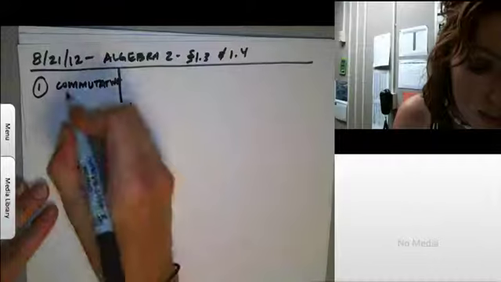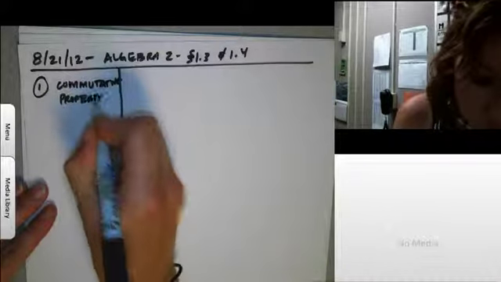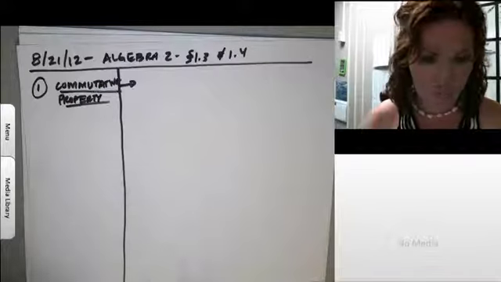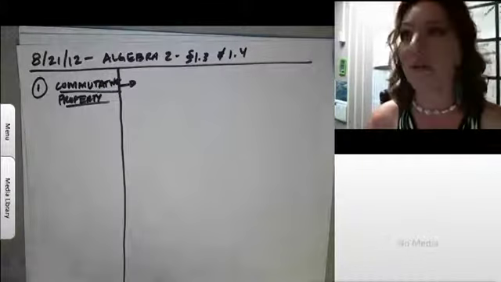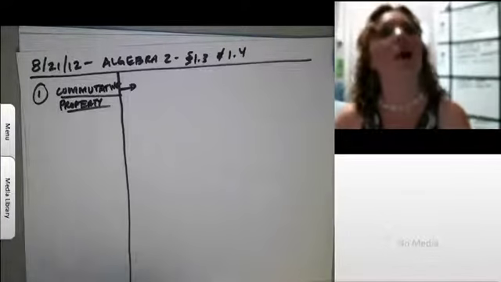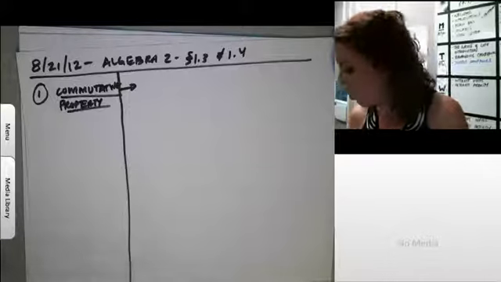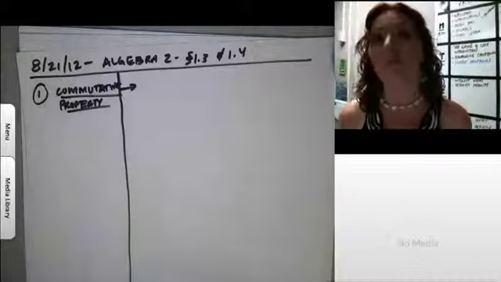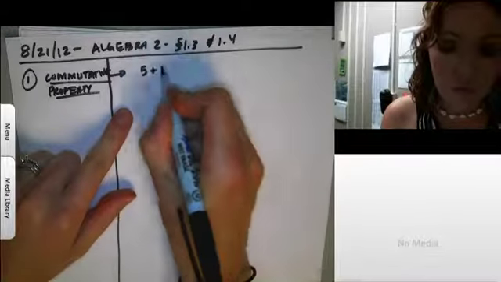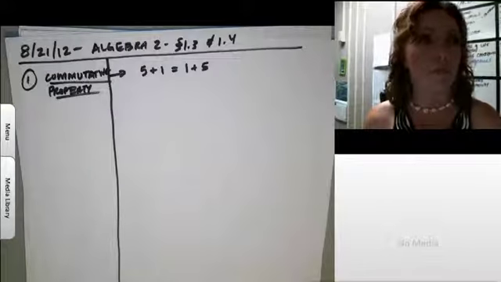Okay, so the first one is the commutative property. Let me know if you guys can't see anything or if my handwriting is super awful. I need to work on that. Okay, so the commutative property. All the commutative property says is that you can add things in different order or multiply things in different order and it doesn't make a difference, okay? So in other words, 5 plus 1 is the same thing as 1 plus 5. So switching the order around doesn't make a difference.